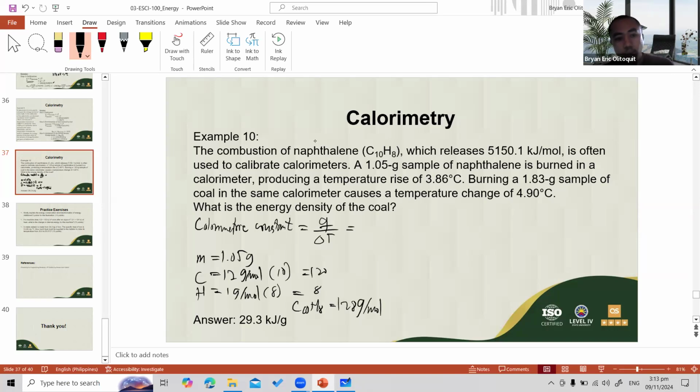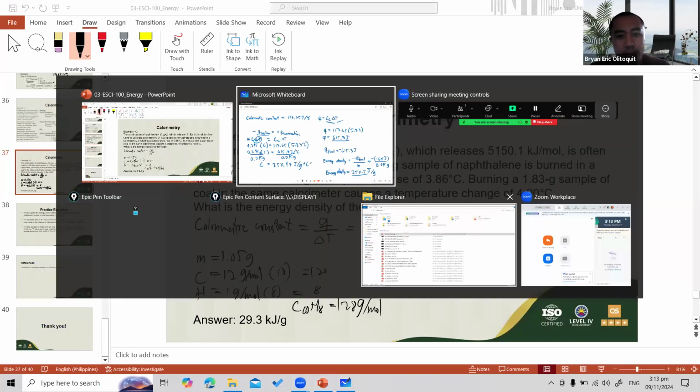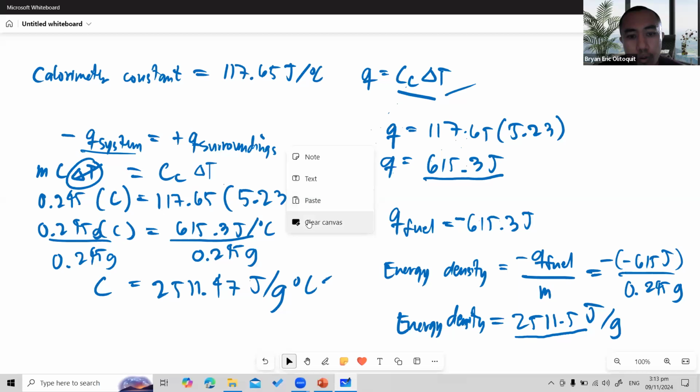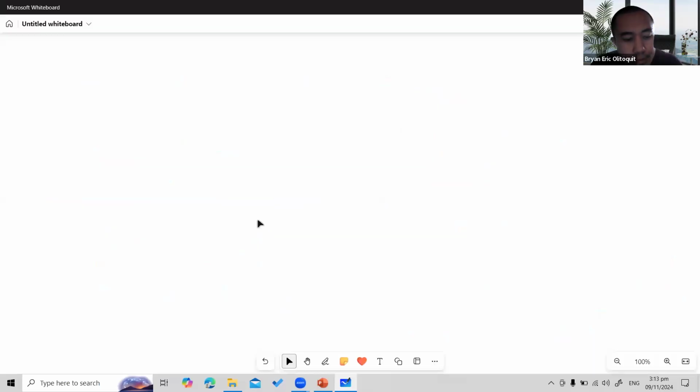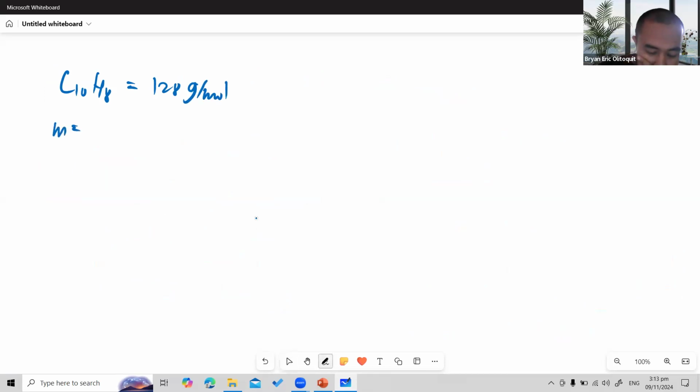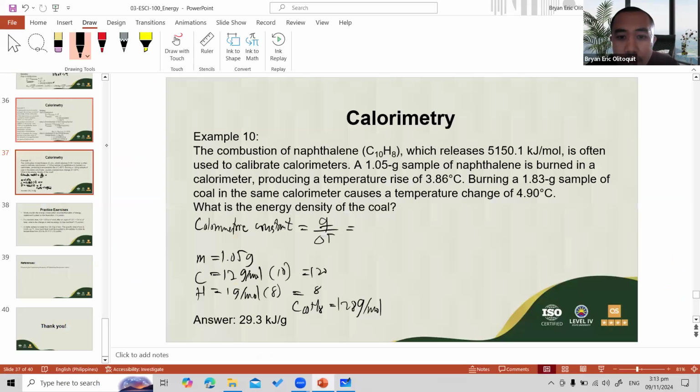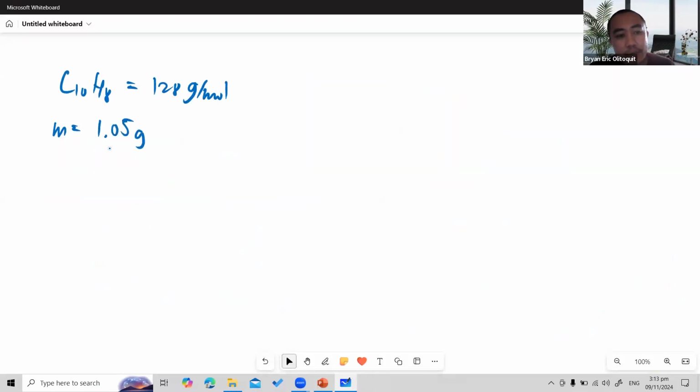Grams per mole. So if you have 100, we might fall short here, so let's move over to another spot. So, if C10H8 has a molar mass of 128 grams per mole, and you have the mass of naphthalene as 1.05 grams, then in terms of the moles, let's put the formula here.